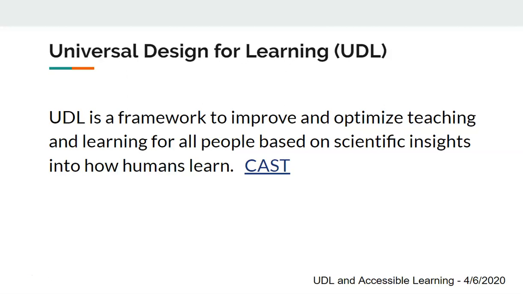Universal Design for Learning is a framework to improve and optimize teaching and learning for all people based on scientific insights into how humans learn. A quick note, the term universal design, without the learning part, is a term that predates universal design for learning and refers to the design of our environment so that it is accessible to all. If we understand this concept, it's a little easier to get the concept of universal design for learning.